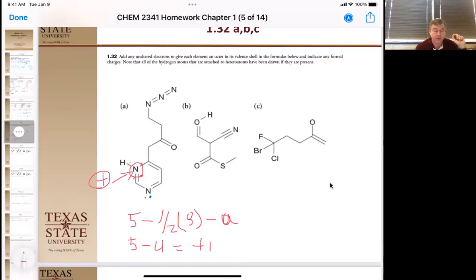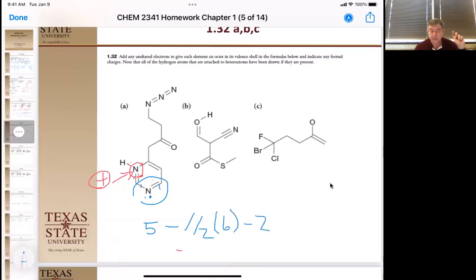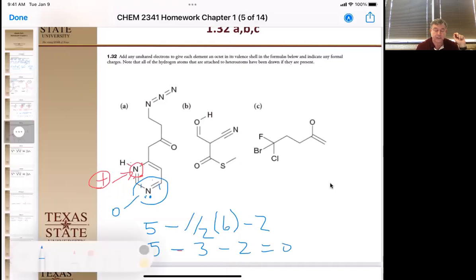Now, if we did that same calculation on the other nitrogen here, we would see it has 5 valence electrons minus 1/2 of the bonded electrons, which is 1, 2, 3 bonds, so a total of 6 electrons, minus 2. That's 5 minus 3 minus 2, which is equal to 0. So the charge on this one is 0. The charge on that nitrogen is plus 1.